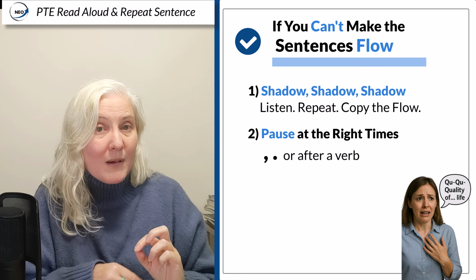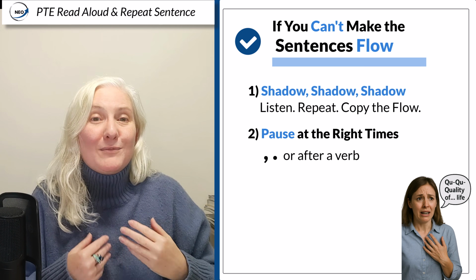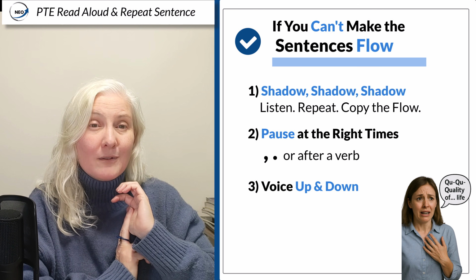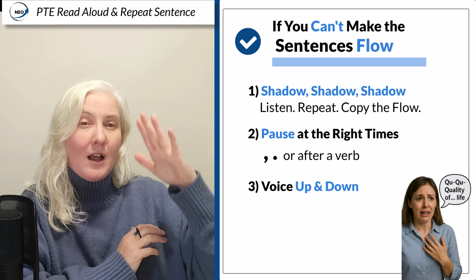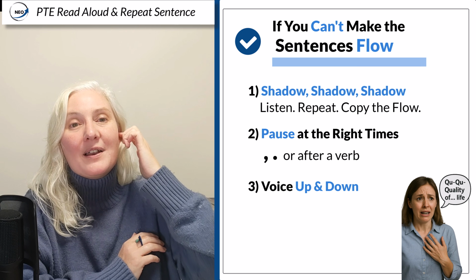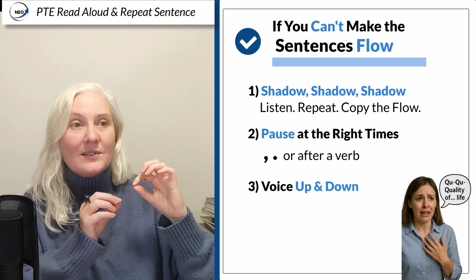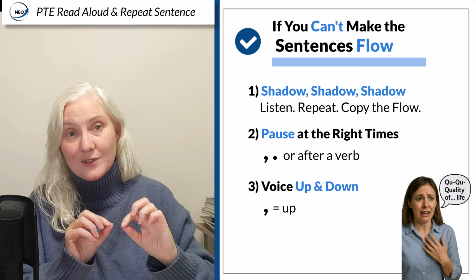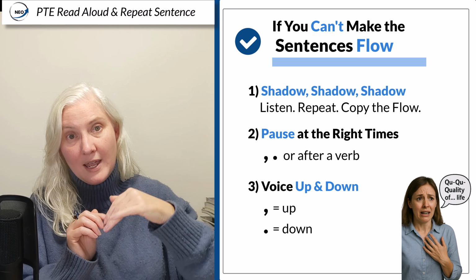Okay, so you can mark that. Get yourself ready before you speak for read aloud. Thirdly, I would recommend that you think about your voice going up and down just a little. You don't want to go crazy, but if you notice that there's a comma, make your voice go up a little bit. And if you notice there's a full stop, definitely make your voice go down.